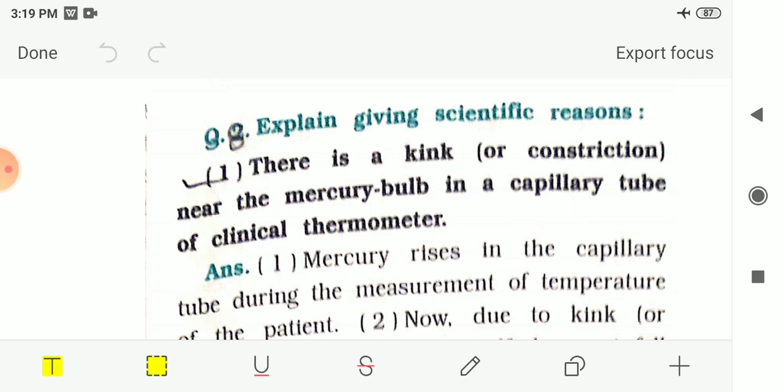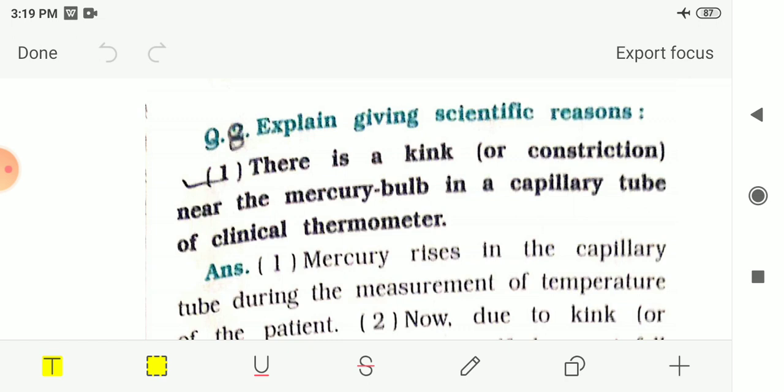Then we had seen the instrument which is used to measure the temperature of an object. So the instrument to measure the temperature of an object is called the thermometer. And the thermometer that measures our body temperature is called a clinical thermometer, or you can say doctor's thermometer.